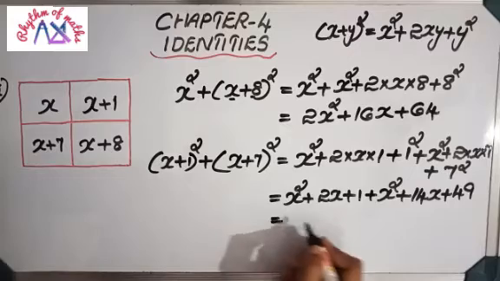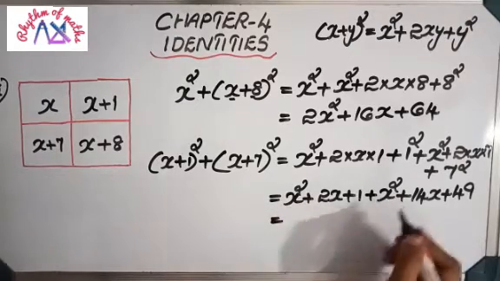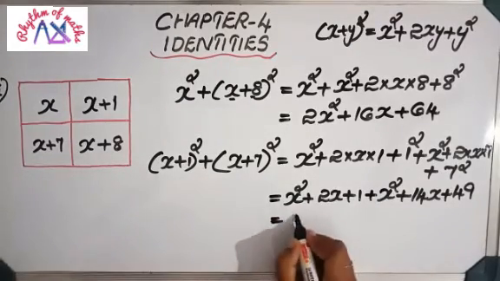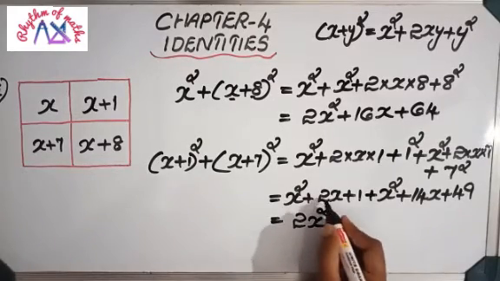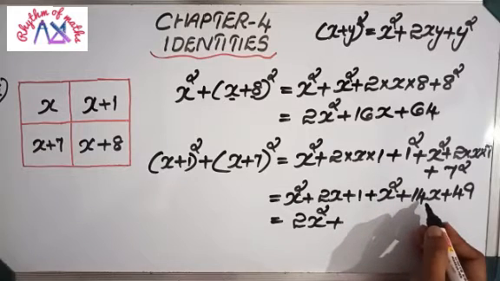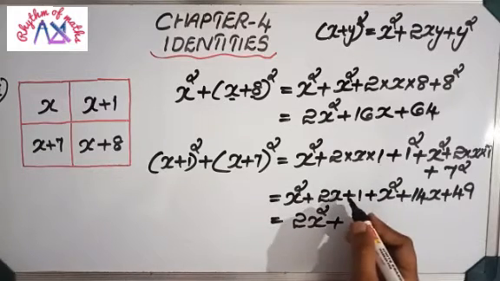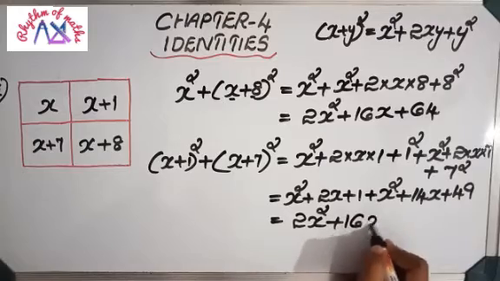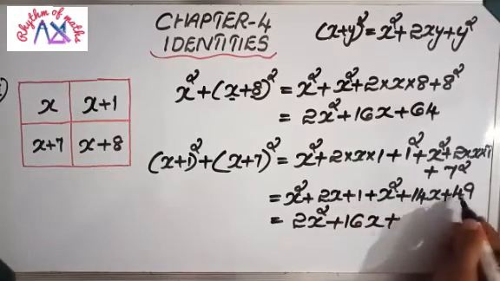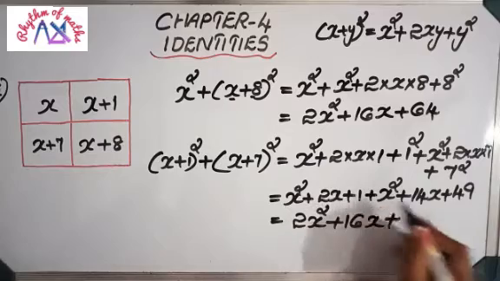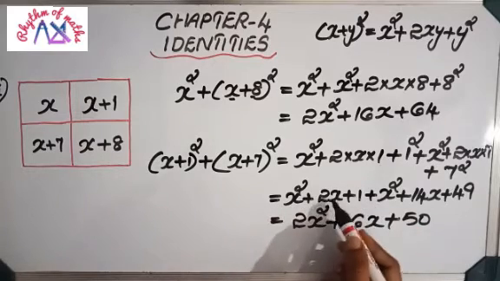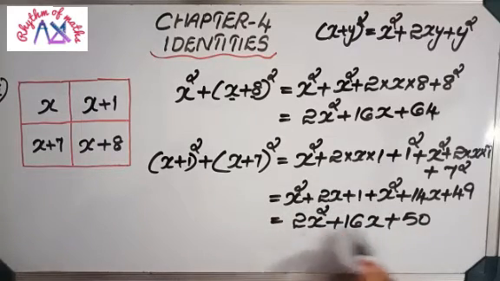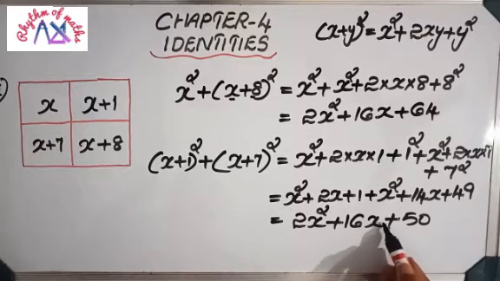Okay. Next is x square here, x square here. So total how many x square here? 2 x squares are there. 2x square plus 2x plus 14x. So total is what? 14x here, 2x here. 14 plus 2, 16. So 16x plus 1 here, 49 here. Numbers 49 plus 1, 50. Okay. Same variable we need to add. X square and x square we can add, but x square plus 2x is not possible to add. That's why we are adding like this. So this is the second answer.